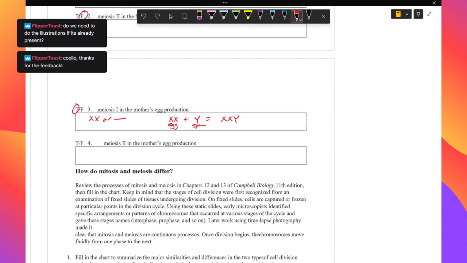And finally, meiosis 2 in the mother's egg production. So this one's actually true. So if we got non-disjunction in meiosis 2 of egg production, we could produce eggs with two X's or no X's again, because again, we're only working with X's in these egg cells.